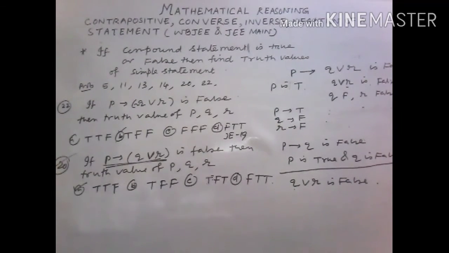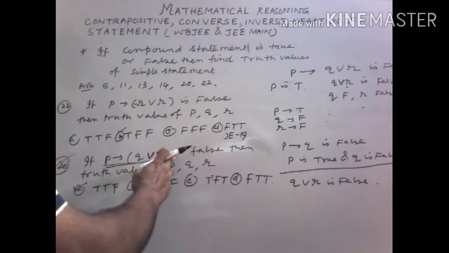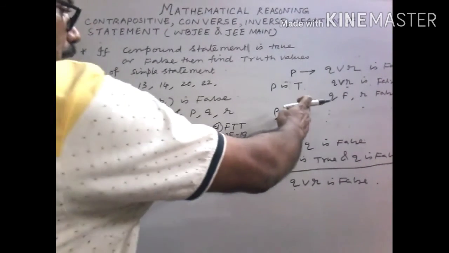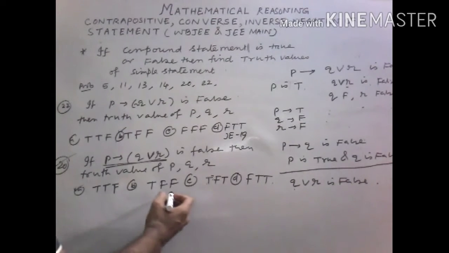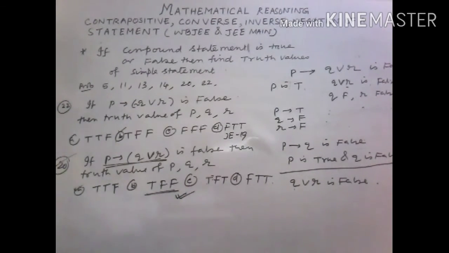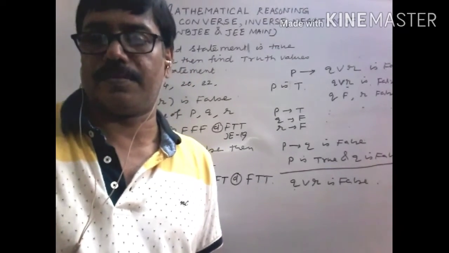So P arrow (Q or R) is false. Then the truth value of PQR is, so what is the truth value? TFF. TFF is the answer.